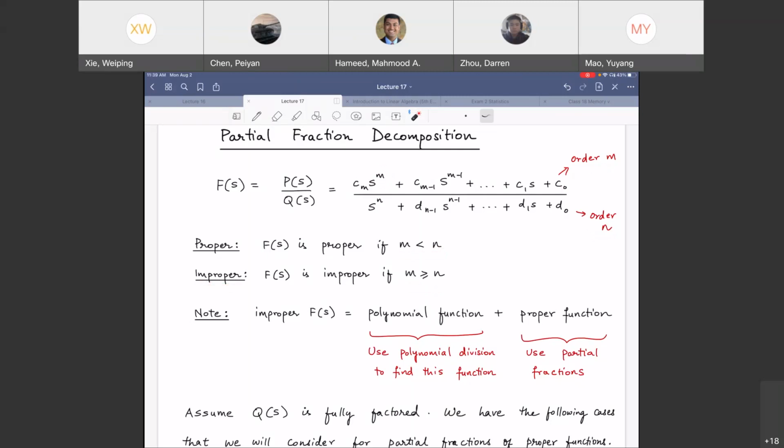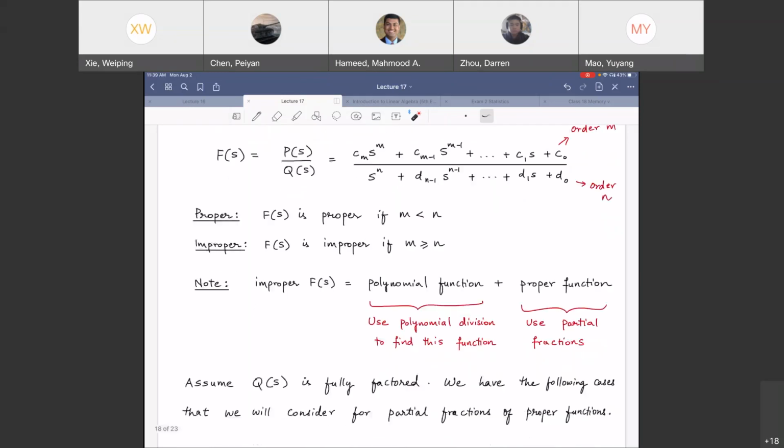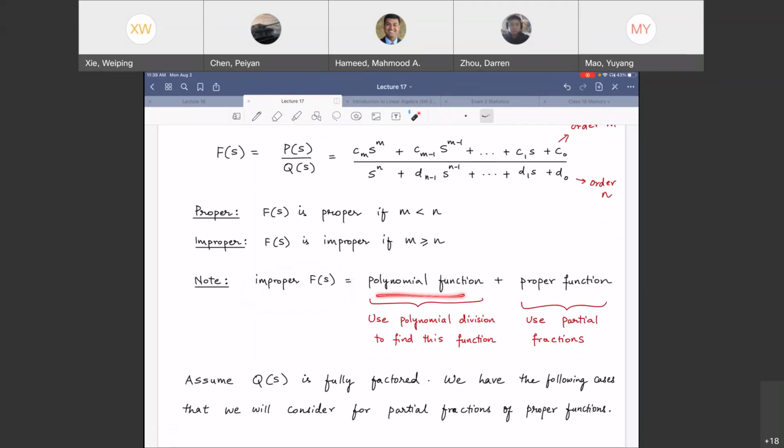And you can go from an improper fraction to a proper fraction. How? Just do a long division. You may not need to go very far, because all you need is M less than N. The moment you get there, you can stop. The improper fraction can be expressed as some polynomial function plus a proper fraction. So you can translate an improper fraction into some polynomial function for which I will know the inverse Laplace, and then you will be left with the proper fraction, which you will need to decompose using partial fraction expansion, PFE.